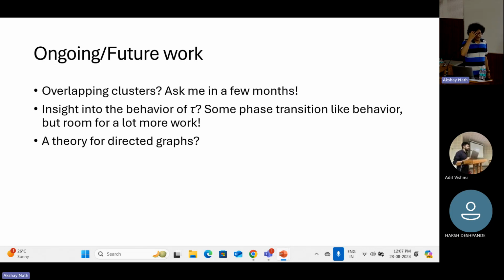Is there a theory for directed graphs? Spectral graph theory typically doesn't translate well into directed graphs. We're trying to look at this. Not completely sure, but again, it's something we are working on.